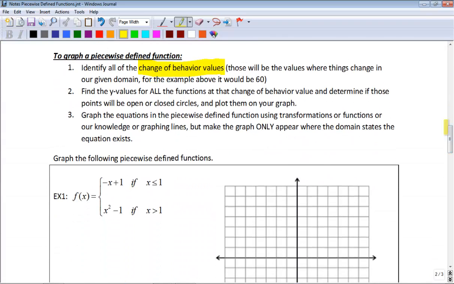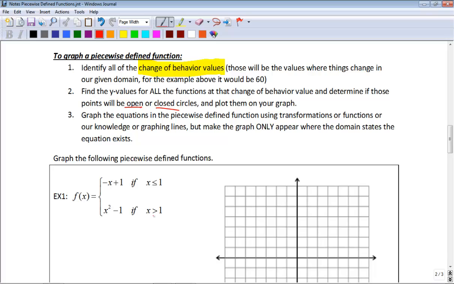Then you want to plug in the change of behavior value into every single function and determine what the y value is. Those points you want to plot on your graph. You're either going to plot them as open circles or closed circles, and that's going to depend on whether it's included or not included. Remember, you're included if you have an "or equal to," and you're not included if you don't.